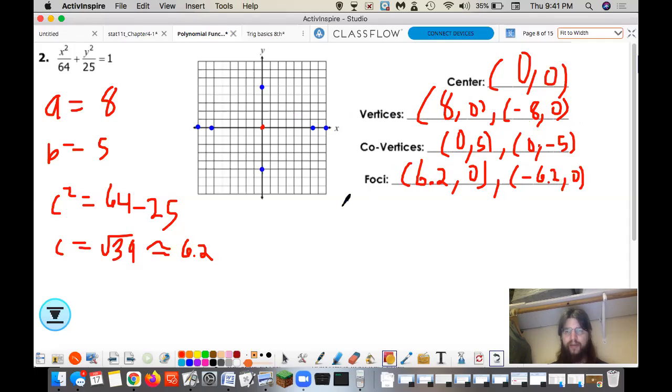And then we just sketch the graph. Try and make it roundish. Try and go through the vertices and co-vertices. Not too terrible. Don't draw straight lines. If you draw straight lines, I'm taking off points.